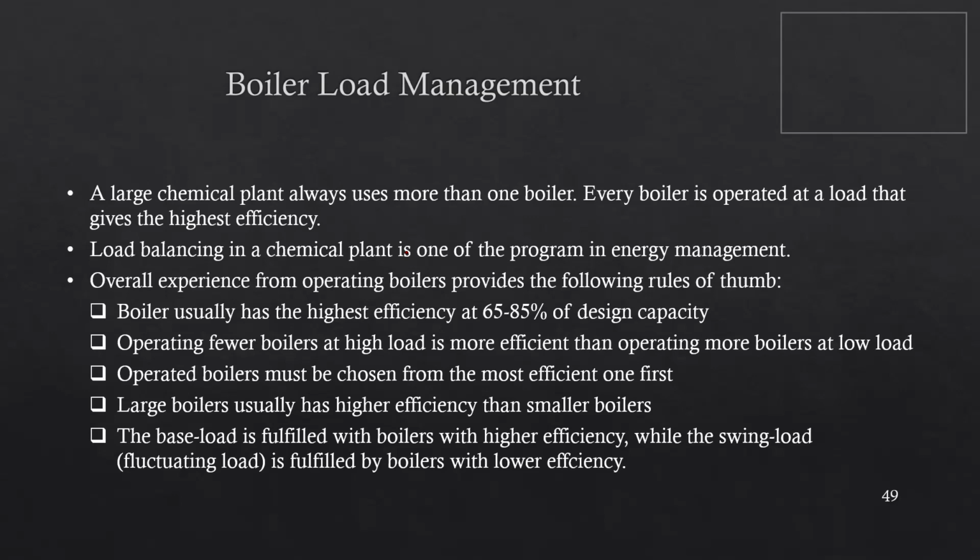So the first one, a boiler usually has the highest efficiency in this interval range, from 65 until 85% of the design capacity. And the second one, operating fewer boilers at high load is actually much more efficient compared with operating more boilers at low load. So for example, if we have 2 boilers with high load capacity compared with 3 boilers with low load capacity, 2 boilers with high load capacity will be much more efficient compared with more boilers with low loading.